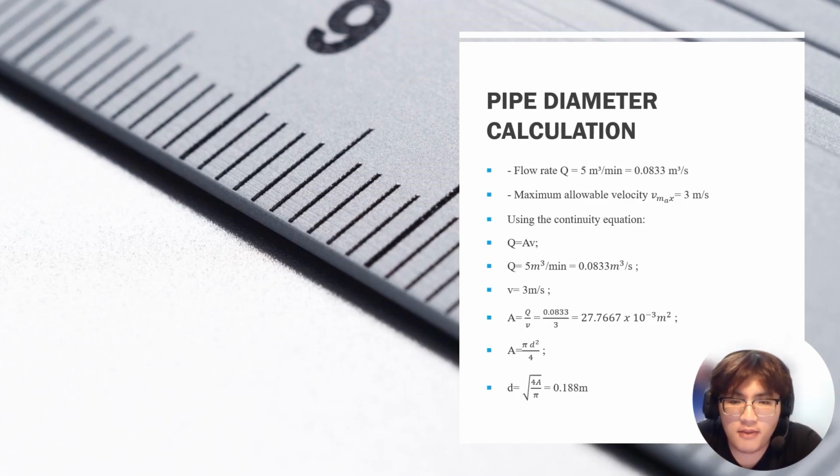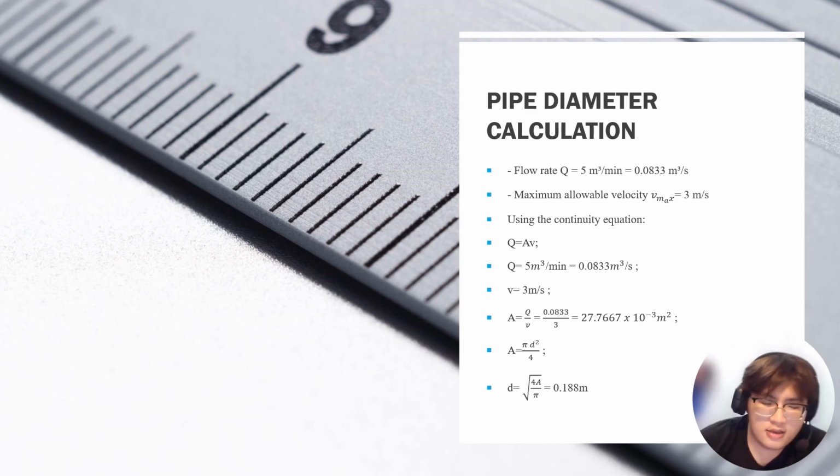Now I will explain the pipe diameter calculation. First, the given flow rate is 5 cubic meters per minute, which is equivalent to 0.0833 cubic meters per second. Then, the maximum allowable velocity is 3 meters per second. By using the continuity equation, Q equals AV, we can calculate the area A. Thus, the result will be 27.7661 times 10 to the power of negative 3. Therefore, we can use the formula A equals pi d squared over 4, and we get the diameter of 0.188 meters.